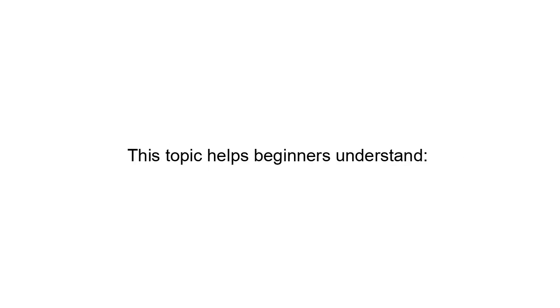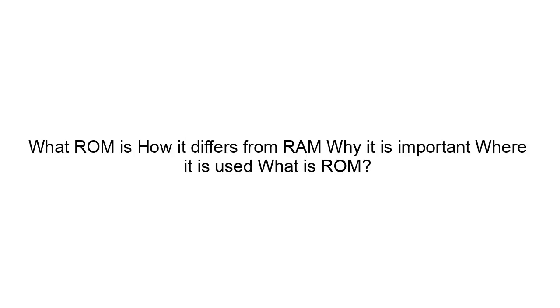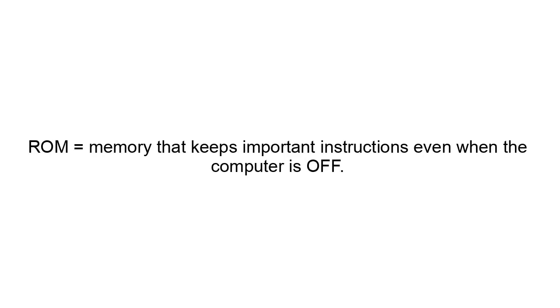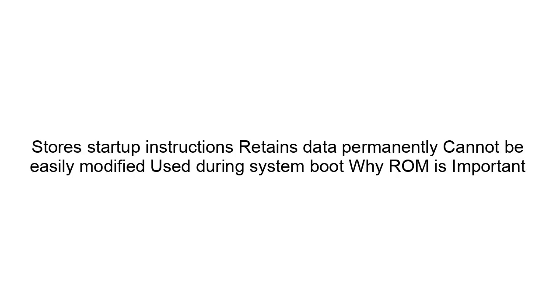This topic helps beginners understand what ROM is, how it differs from RAM, why it is important, and where it is used. What is ROM? ROM, read-only memory, is a type of memory that stores permanent data and instructions. In simple words, ROM equals memory that keeps important instructions even when the computer is off. A beginner view includes: stores startup instructions, retains data permanently, cannot be easily modified, used during system boot.